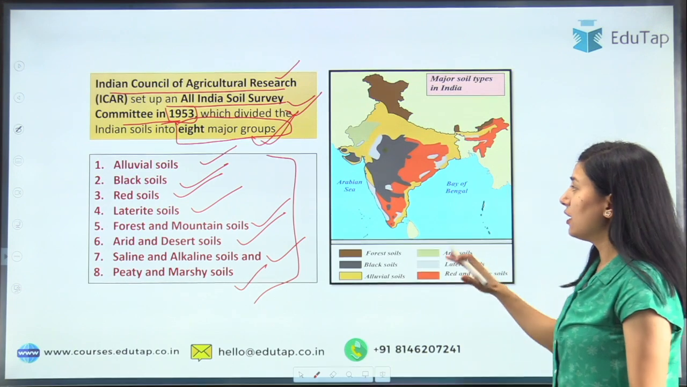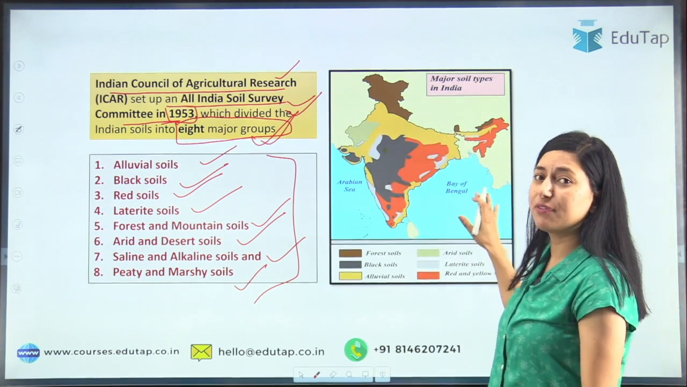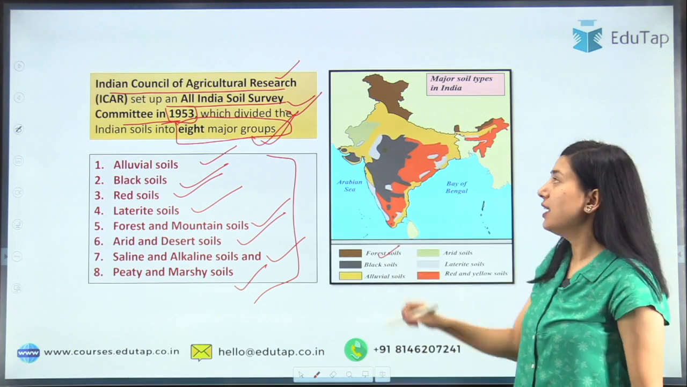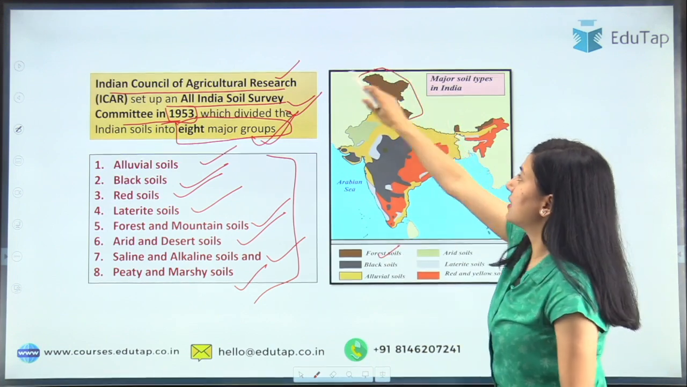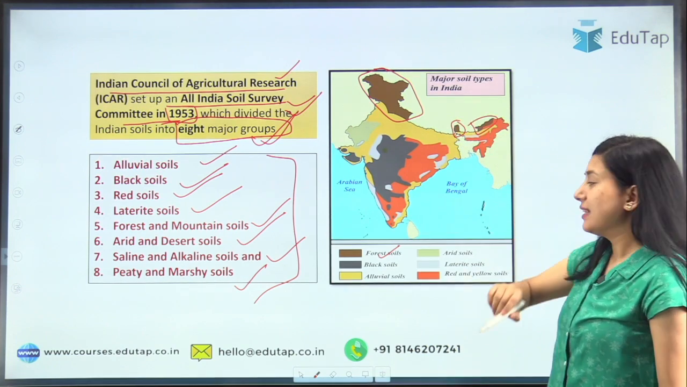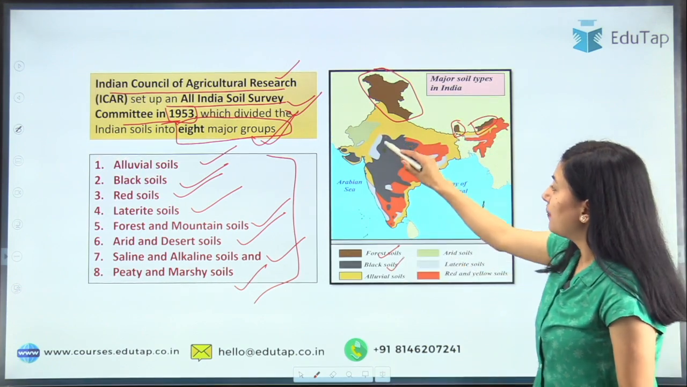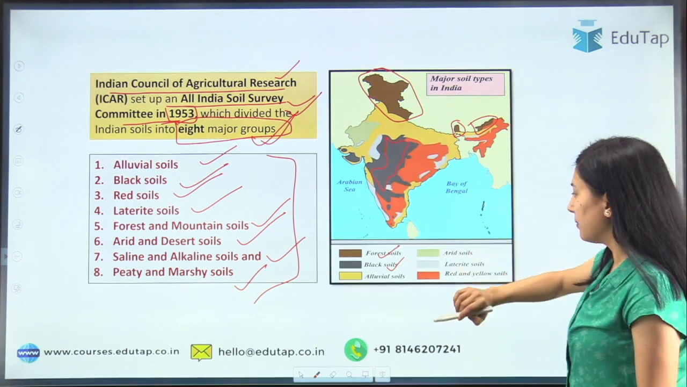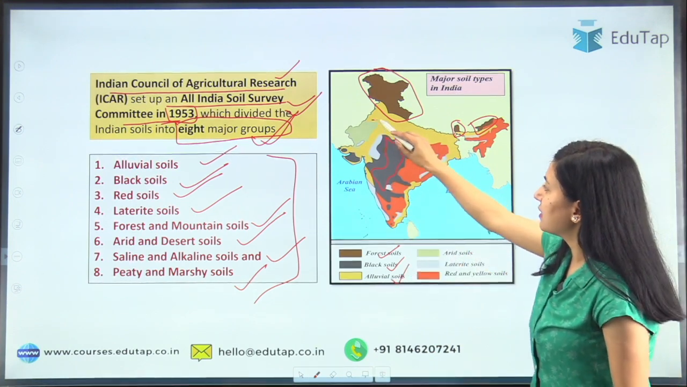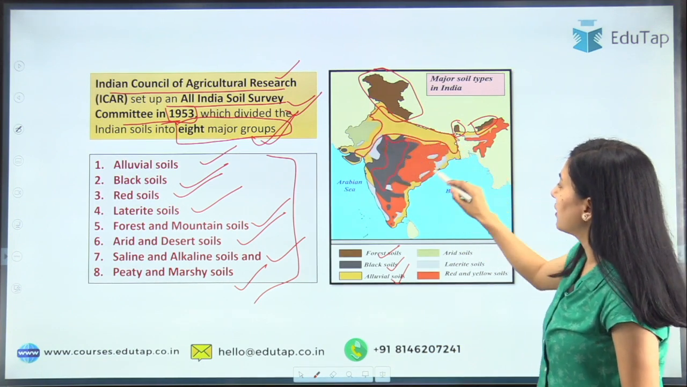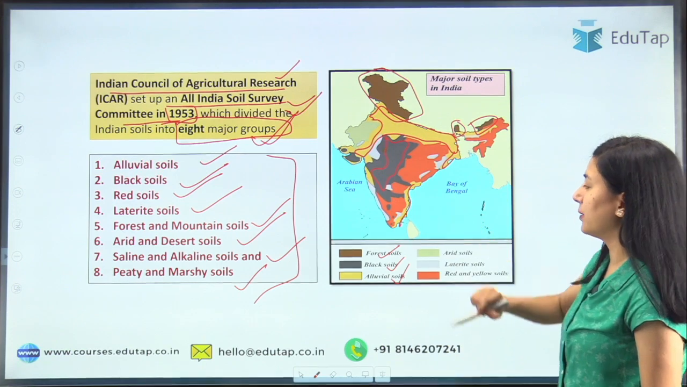Students, now see, this is the pictorial representation of major soils. First is your forest soil, which is found in the western Himalayan region and some part of the eastern Himalayan region. Then you have black soil, which is majorly found in this region, the MP and Maharashtra region. Then your alluvial soil, this yellow part; all these are the regions where alluvial soils predominate.